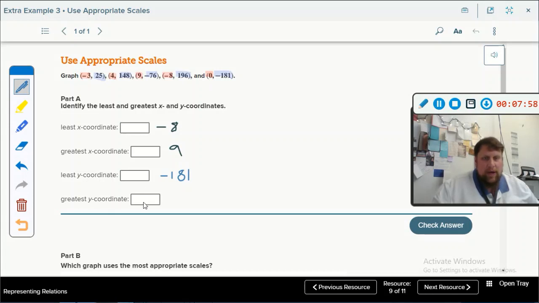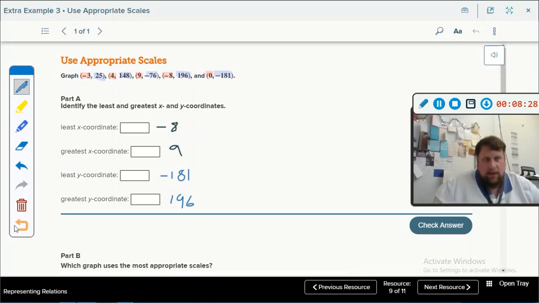And what's my greatest y coordinate? Well, let's see, 25 is pretty decent. Oh, 148 is a lot bigger. Bigger than negative 76. Oh, 196 is definitely bigger than negative 181 and everything else. So our largest is 196. Okay? I've got to write this down somewhere because I'm going to have to put this all in the computer. Negative 8, 9, negative 181, 196.